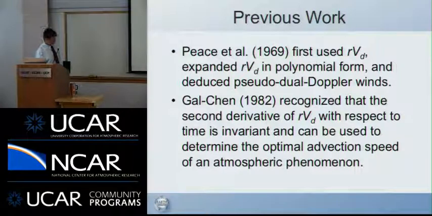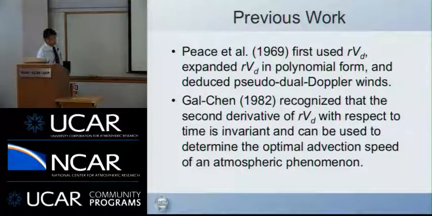However, I have to acknowledge that we are not the first ones who recognized this nice relationship. The first paper, Peace et al., 1969, first multiplied r to the other side. He used this to deduce a pseudo Doppler analysis for a convective storm using a single Doppler radar.